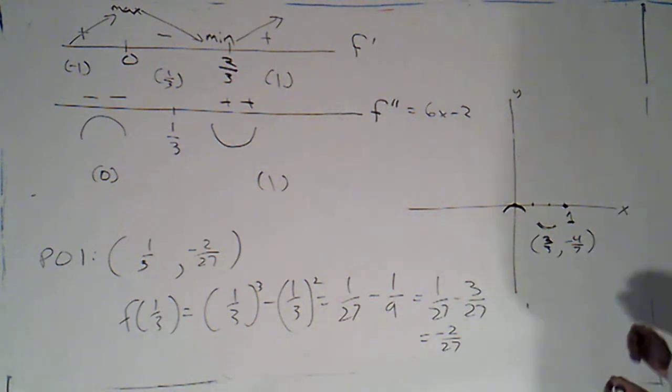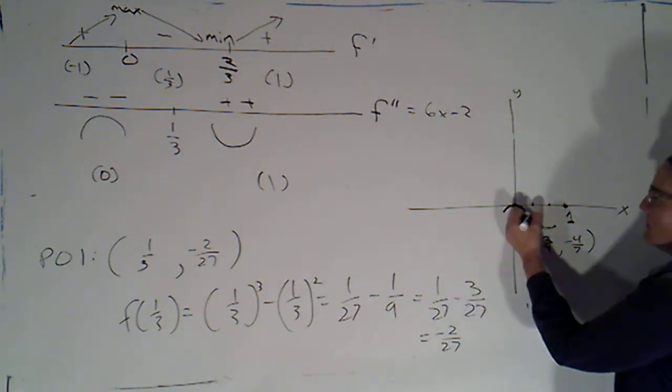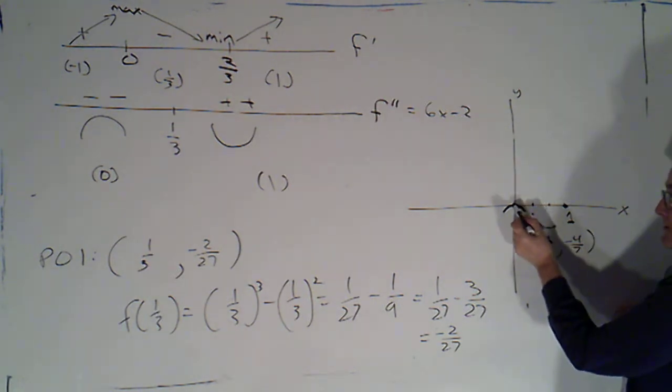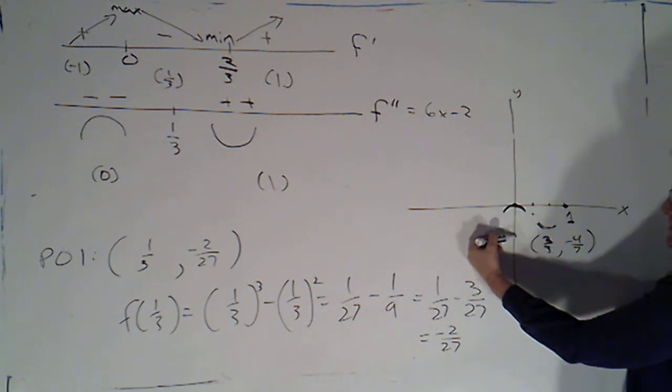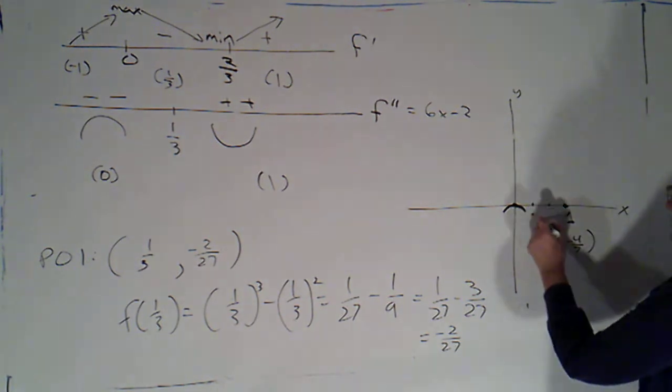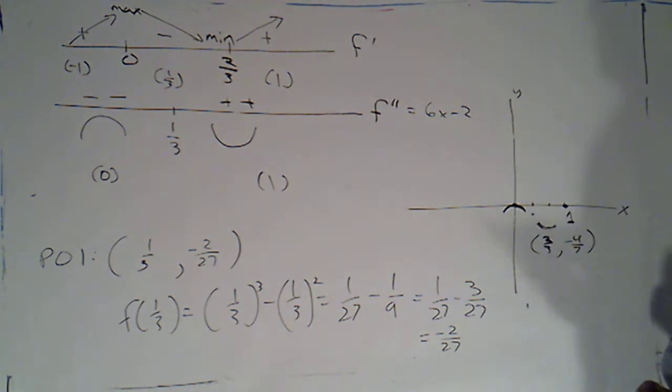So I want to plot that. Okay. So that's going to be right in between this max and this min. It's at 1/3. Here's 0 and 2/3. Here's 1/3. And we're down at negative 2/27 when this was down at negative 4/27. So now we're ready to play connect the dots. And we have 1, 2, 3, 4 dots, but we have a whole lot of information.